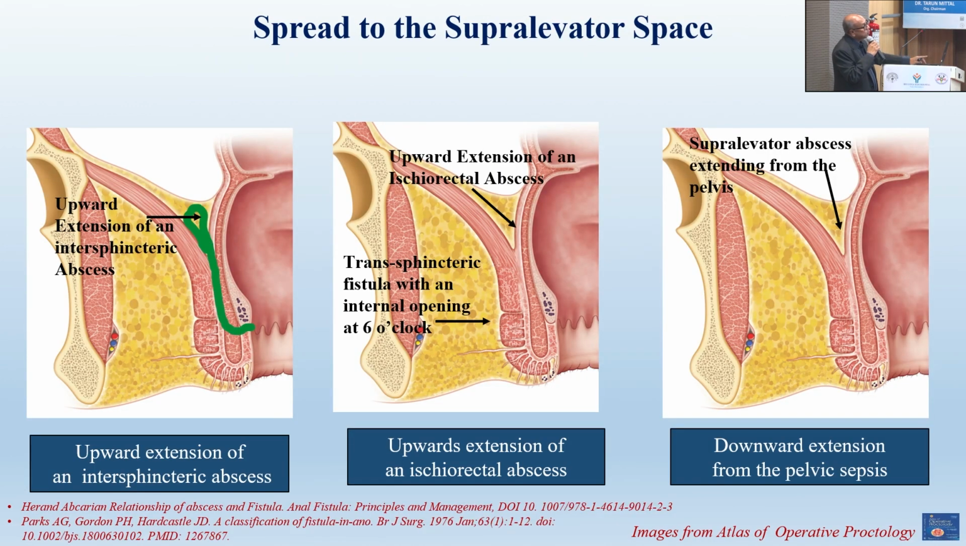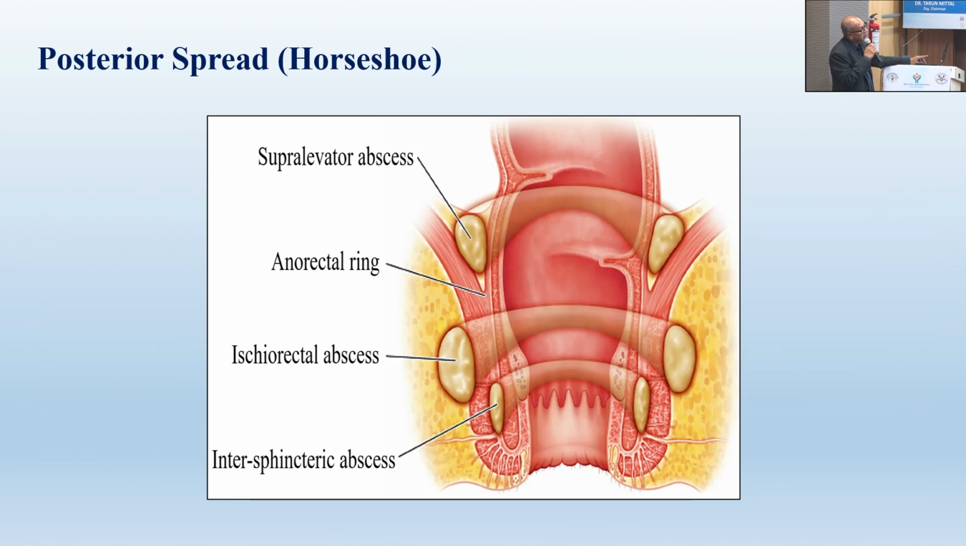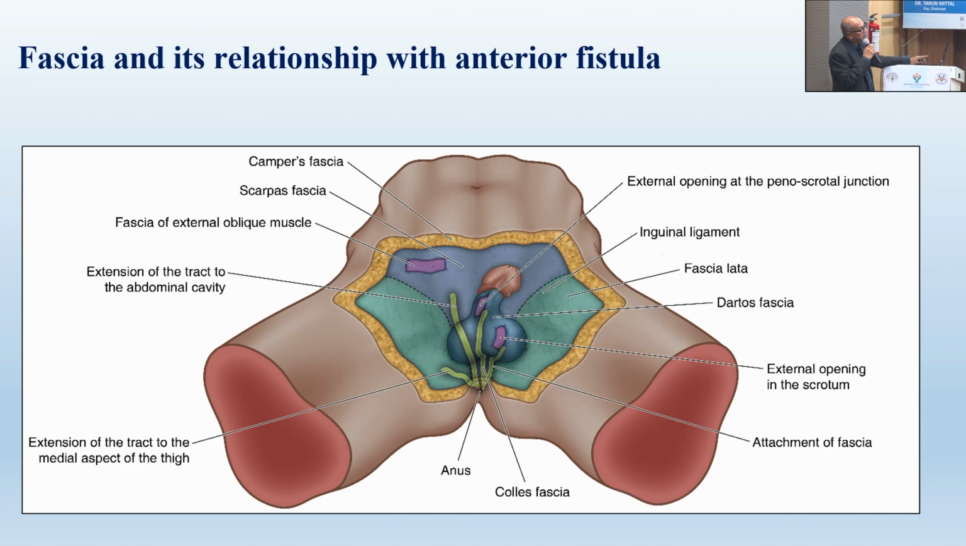Supralevator, as I told you, it can go right from the intersphincteric space above. Then this is the ischiorectal, but it can pierce the fascia of the levator ani and form a supralevator abscess. Then any pelvic infection can extend downwards to form an abscess over there. So these are the commonest pathways to form a supralevator abscess. Posteriorly, already I told you, it can be intersphincteric, ischiorectal, or it may be supralevator.